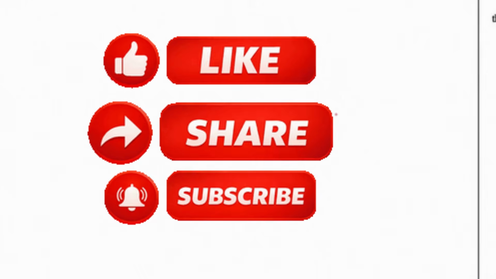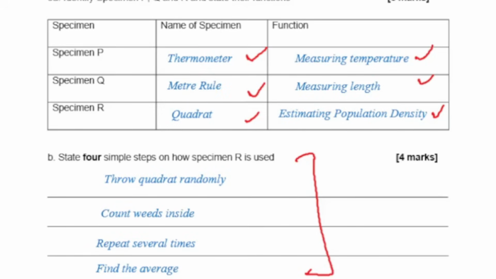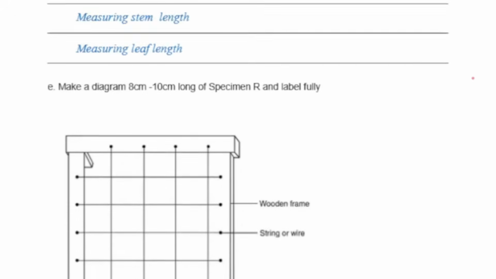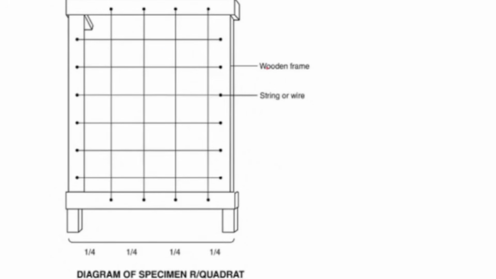Okay, so again, I had to bring 3 diagrams here. I brought 3 diagrams for you to draw, just to emphasize the need for drawing the diagrams very well. Okay, so let's see the answer flash to that specimen as we round up. Okay, so here you have the biological uses of specimen Q. Measuring plant height, that's a meter rule, measuring seed length, measuring stem length, and then measuring leaf length. So basically, this is now the simple diagram for your quadrat specimen R, and then we label the wood frame and the string there.